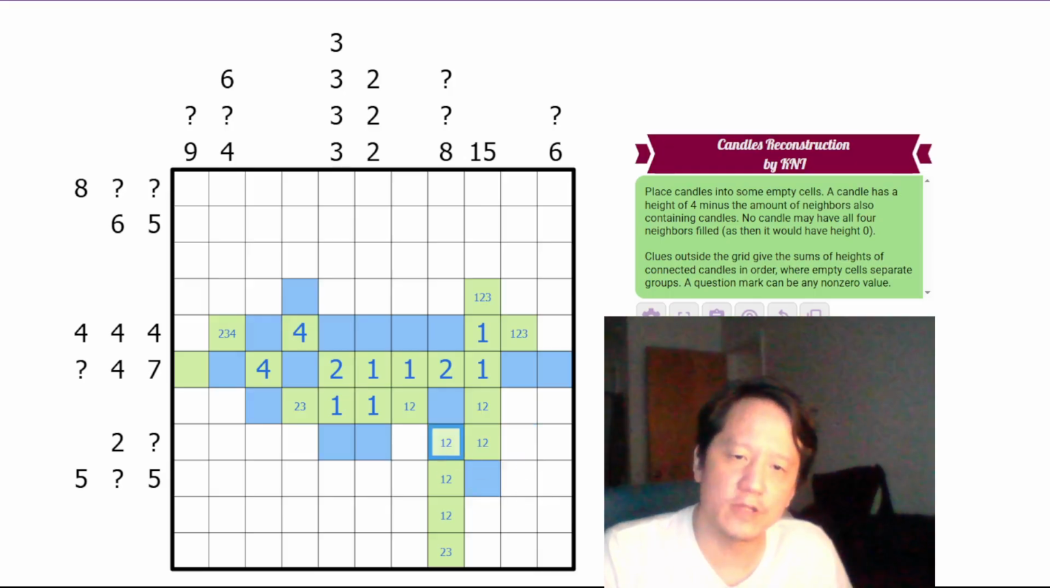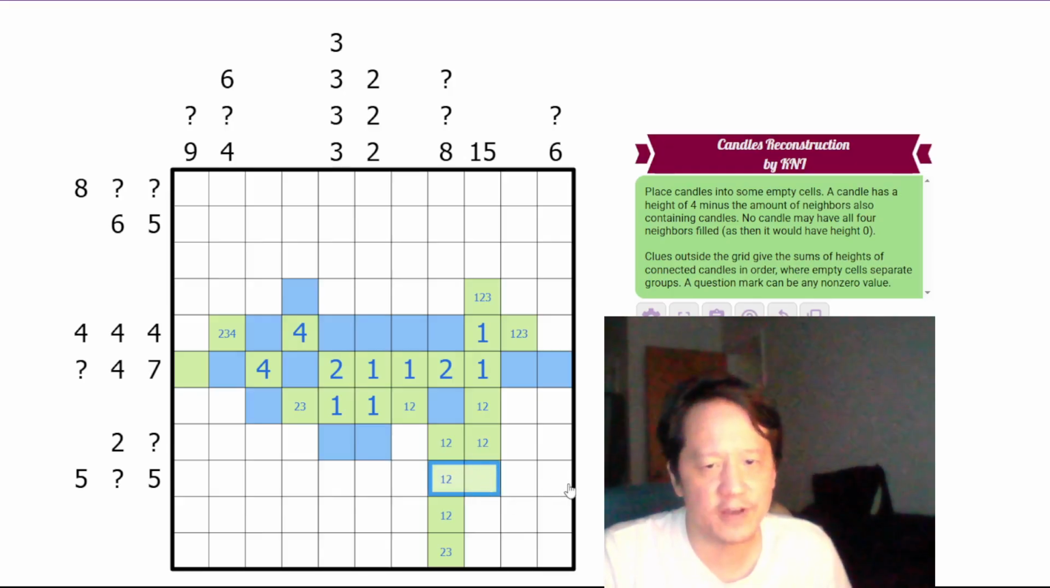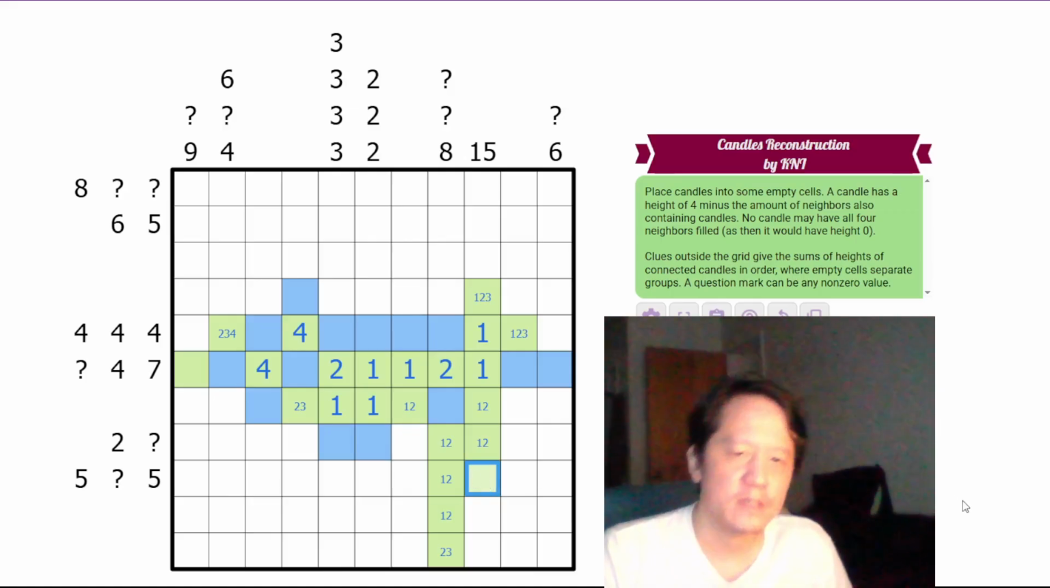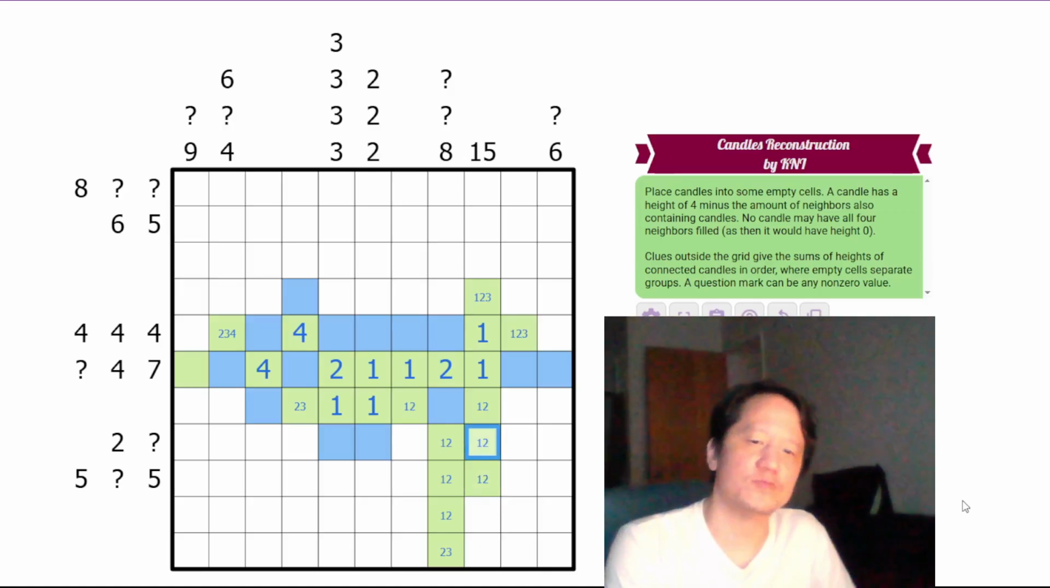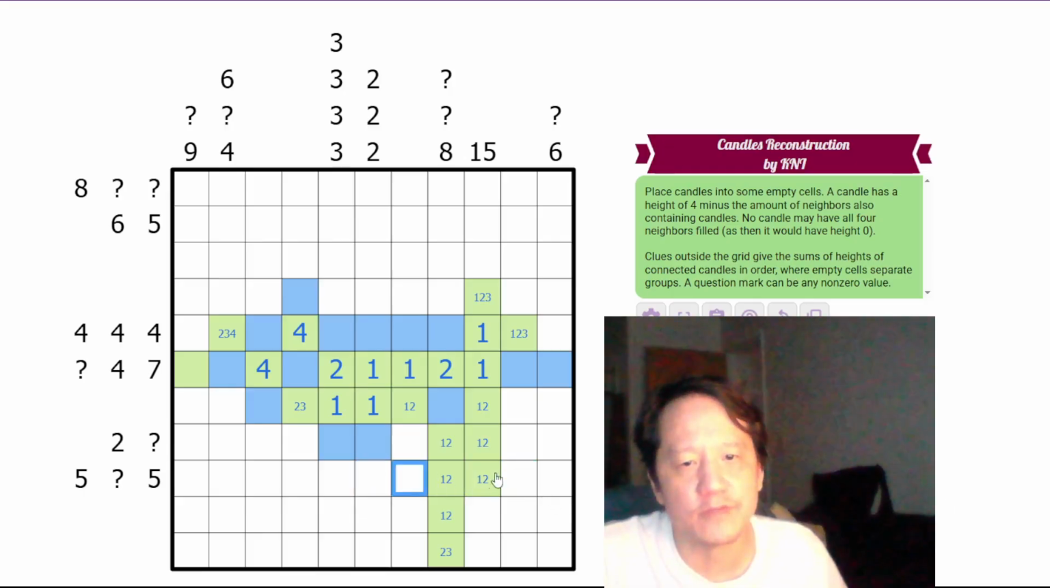So if we do that, that means this must be green. And if this is green, this has to be the one that's adding up to 5 because we can't have a 2 set adding up to 5 here. This cannot be 3, so it's 1 or 2 there. Which means we would need another one in one of these spots.